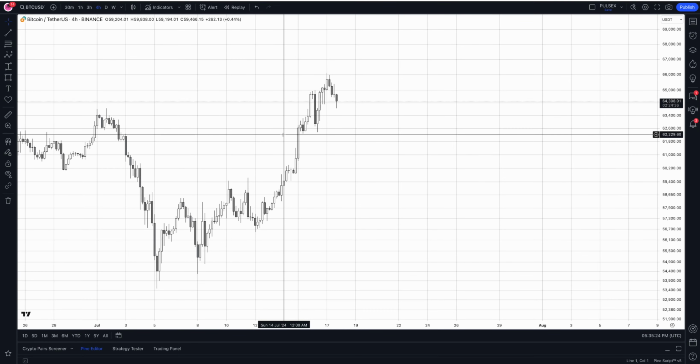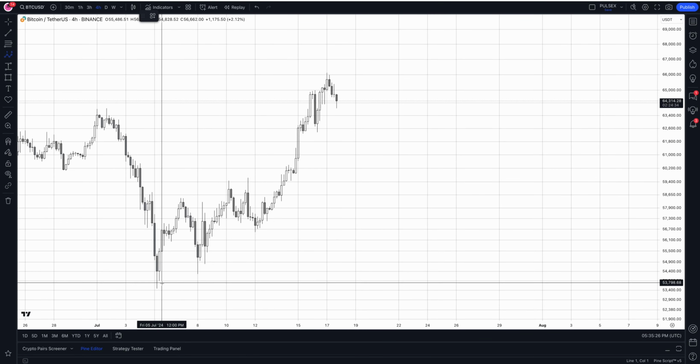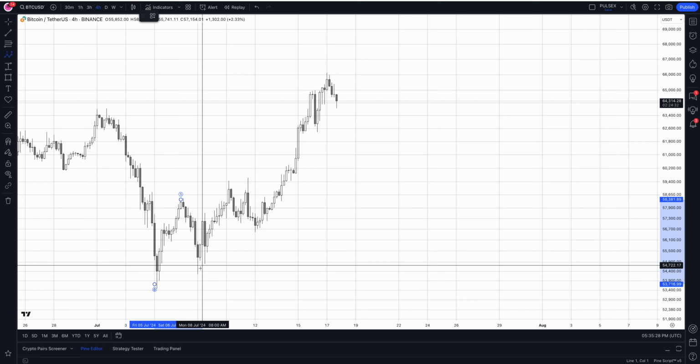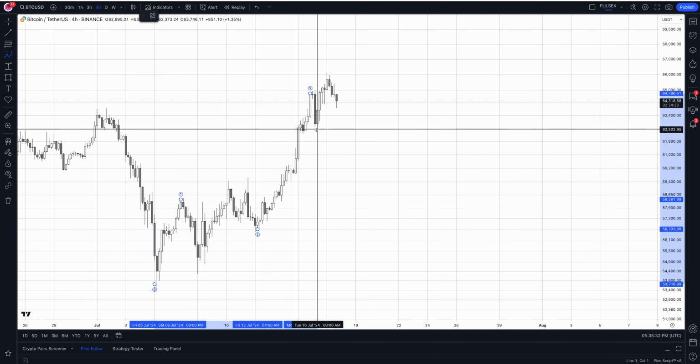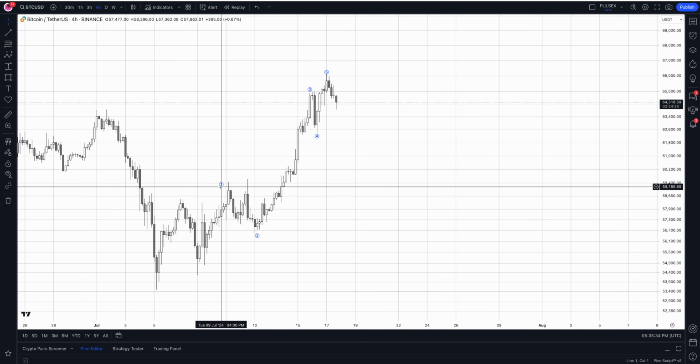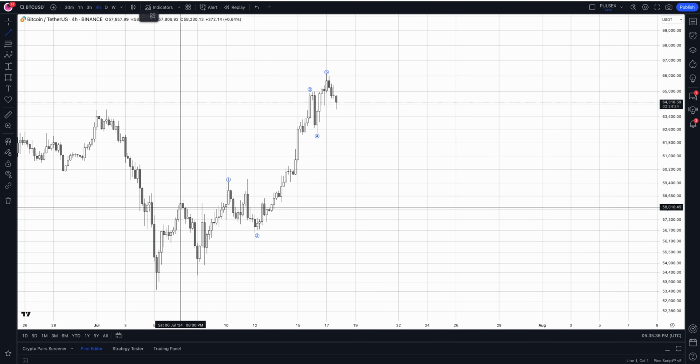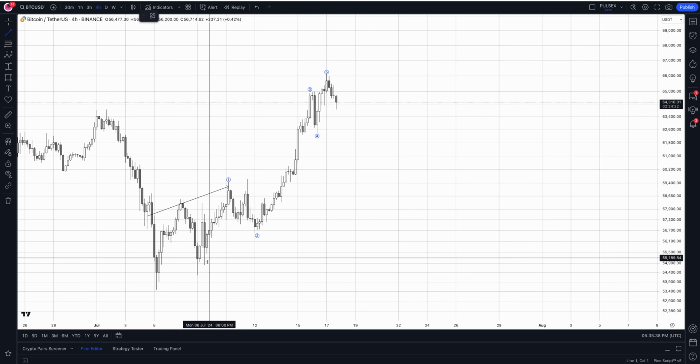For another update, let's take a look at Bitcoin over here. So on the 4-hour time frame, it does look like we have a 5-wave move to the upside. Okay, this wave 1 would be over here. We have what's called a leading diagonal.